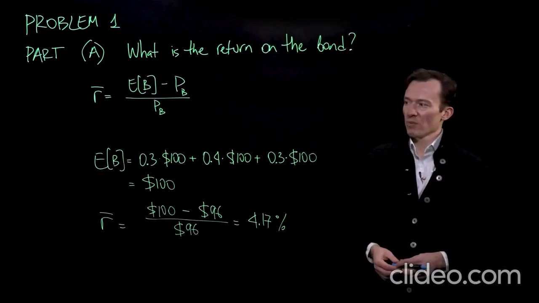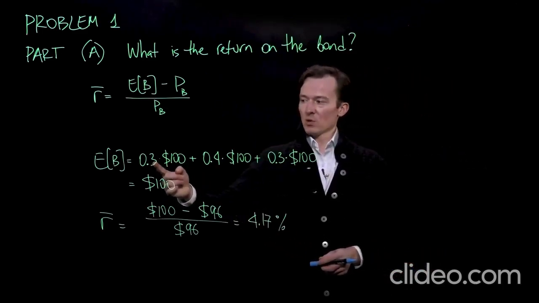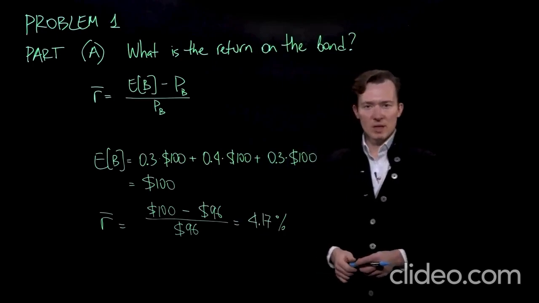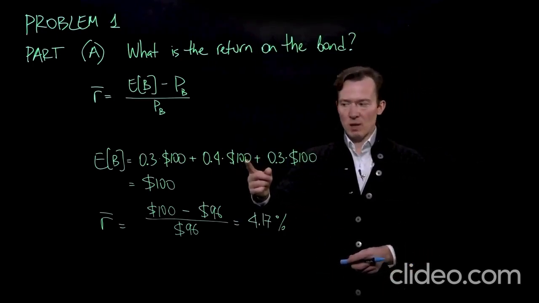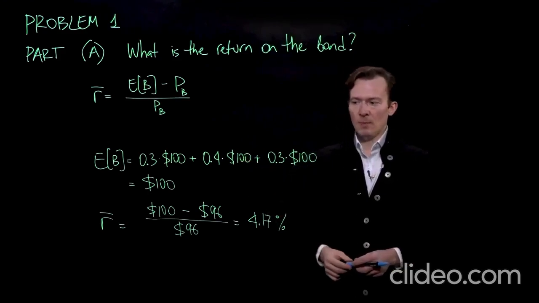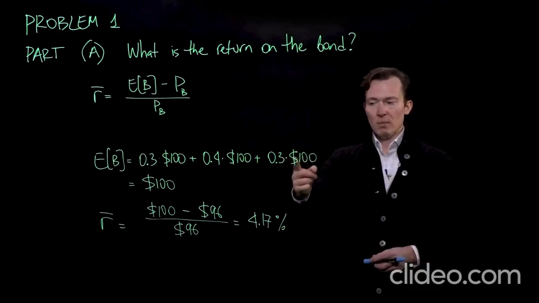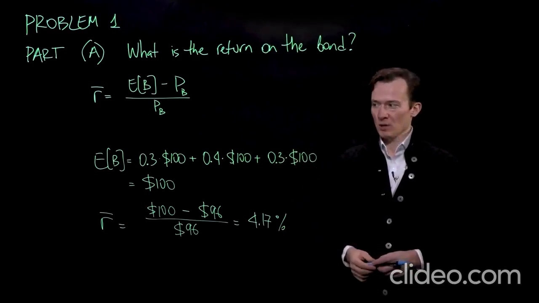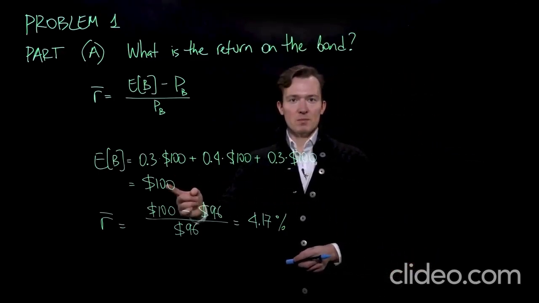Well, the expected payoff can be found as the probability of the first state, which is 0.3, times the payoff that we get from this bond in this first state, $100, plus the probability of the second state, which is 0.4, times the payoff that we get from this bond in the second state, which is $100, plus the probability of the third state, which is 0.3, multiplied by the payoff that we get from this bond in the third state, which is $100. So adding this up gives us $100.